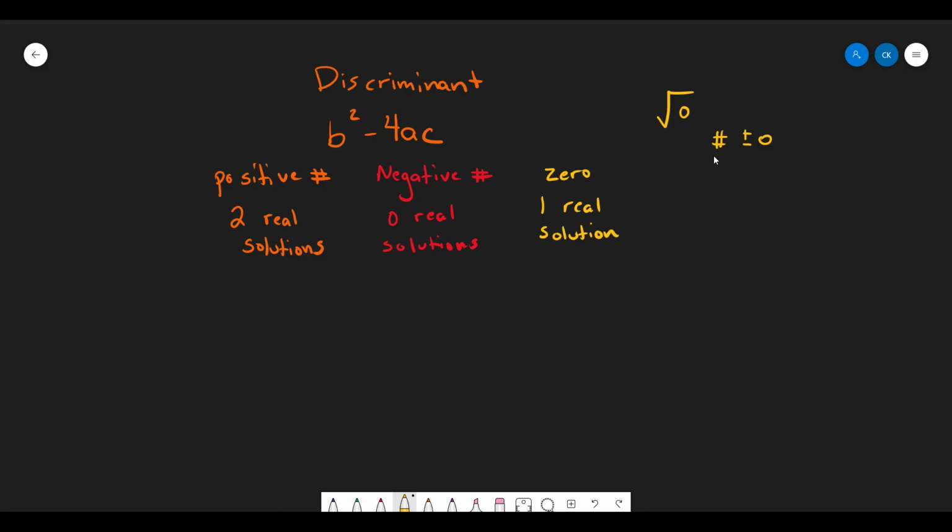So three different possibilities here. If b squared minus 4ac is positive, you know you will get two real solutions. If b squared minus 4ac is negative, you will get no real solutions. And if b squared minus 4ac is equal to 0, you will have one real solution.